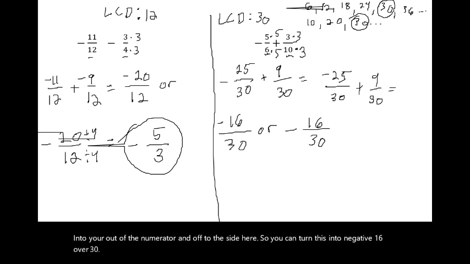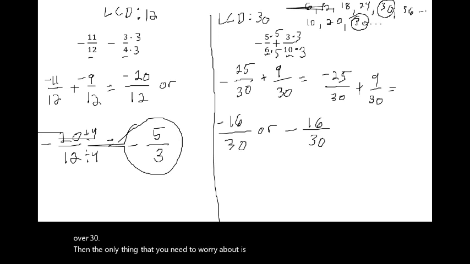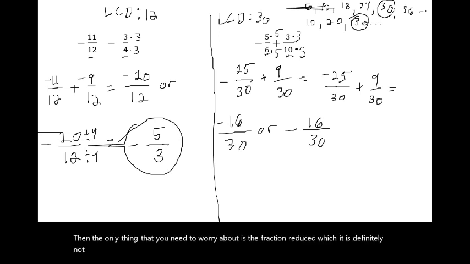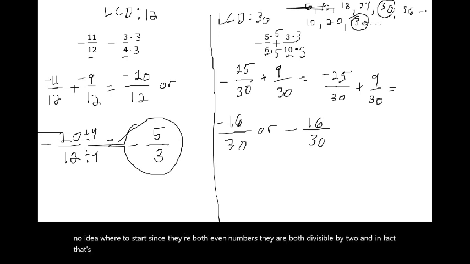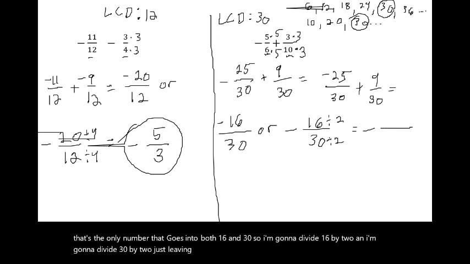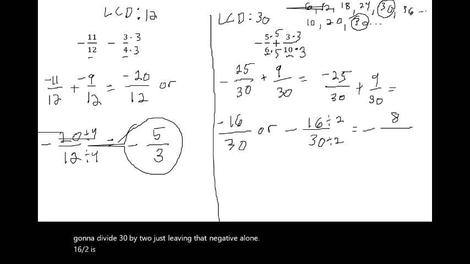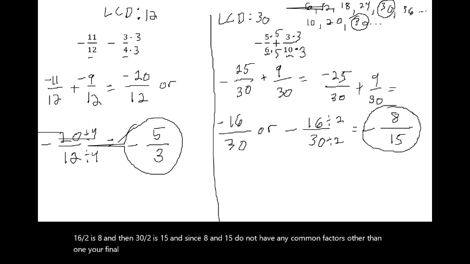Then the only thing that you need to worry about is the fraction reduced, which it is definitely not reduced. So you need to figure out what number goes into both 16 and 30. If you have no idea where to start, since they're both even numbers, they are both divisible by 2. And in fact, that's the only number that goes into both 16 and 30. So I'm going to divide 16 by 2, and I'm going to divide 30 by 2, just leaving that negative alone. 16 divided by 2 is 8, and then 30 divided by 2 is 15. And since 8 and 15 do not have any common factors other than 1, your final answer is going to be negative 8 over 15.